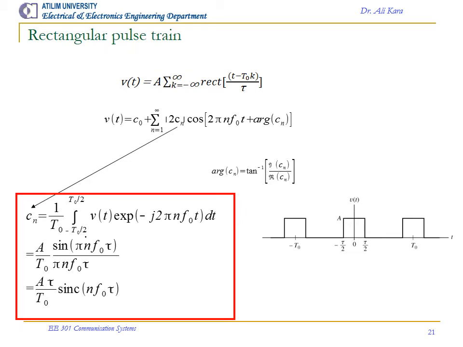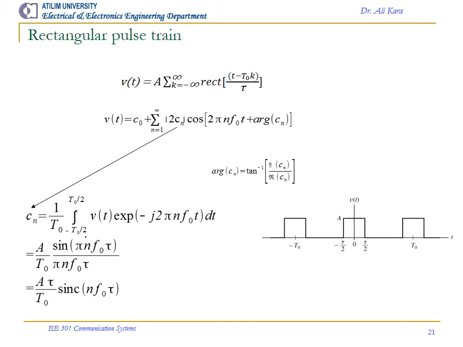We use this integral to find the corresponding coefficient Cn. Solving the integral yields Cn as A times tau over T0 times sinc of n f0 tau. We may write the first few coefficients like this.